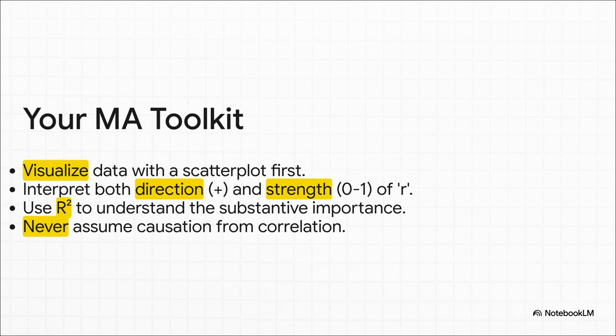Number 1, always look at your data first. Make a scatter plot. Don't just blindly trust the numbers. Number 2, interpret both parts of R, the direction from the sign and the strength from the value. Number 3, use R squared to talk about the real-world importance of what you found. And number 4, the golden rule, say it with me, never ever assume causation from correlation.